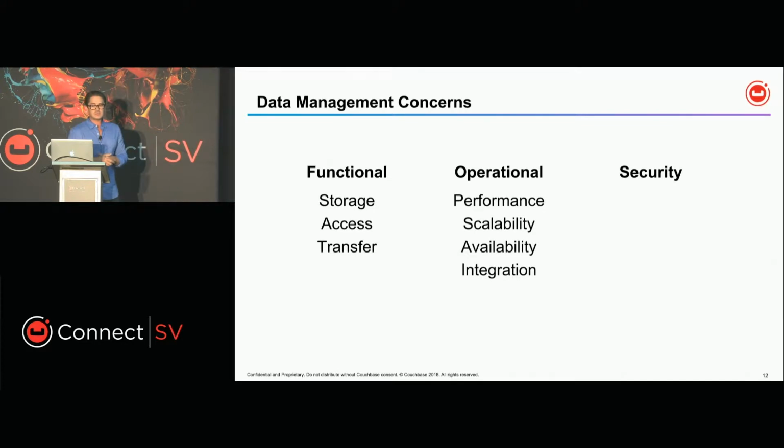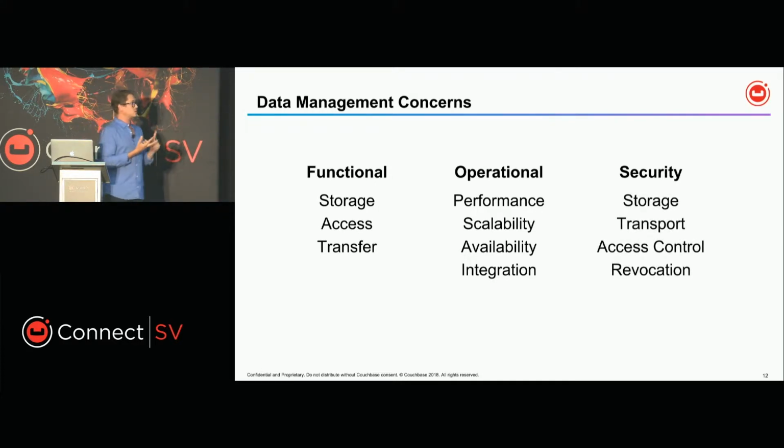The operational aspects are performance, scalability, and availability, and then integration. So integration with existing IT infrastructure and integration with future IT infrastructure as you need to bring it in. None of these systems typically exist in isolation, so that's a very important operational concern. And then the security concerns are secure data storage, secure data transport, data access control, and data revocation. Revocation is very important when you start talking about privacy, right? You give someone data, well, what happens when you want to take it back? And all these need to be ticked to really get to a good solution.